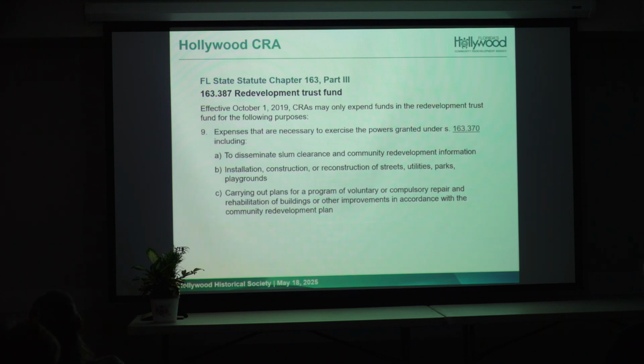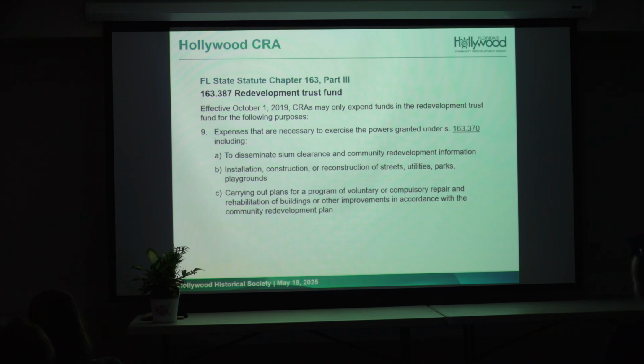and expenses that are necessary to exercise powers granted under 163.370, including the dissemination of slum clearance and community redevelopment information; installation, construction, or reconstruction of streets, utilities, parks, and playgrounds; and carrying out plans for a program of voluntary or compulsory repair and rehabilitation of buildings or their other improvements in accordance with the community redevelopment plan. And those are some of what we can spend our money on.